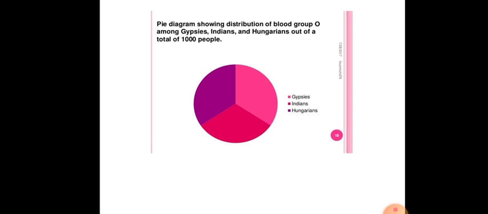This is the pie diagram, showing the distribution of blood group O among Gypsies, Indians and Hungarians out of a total of 1000 people. Like this you have to draw pie diagrams. According to whatever percentage is there, it is shown in the data in this pie diagram. Okay, so thank you.